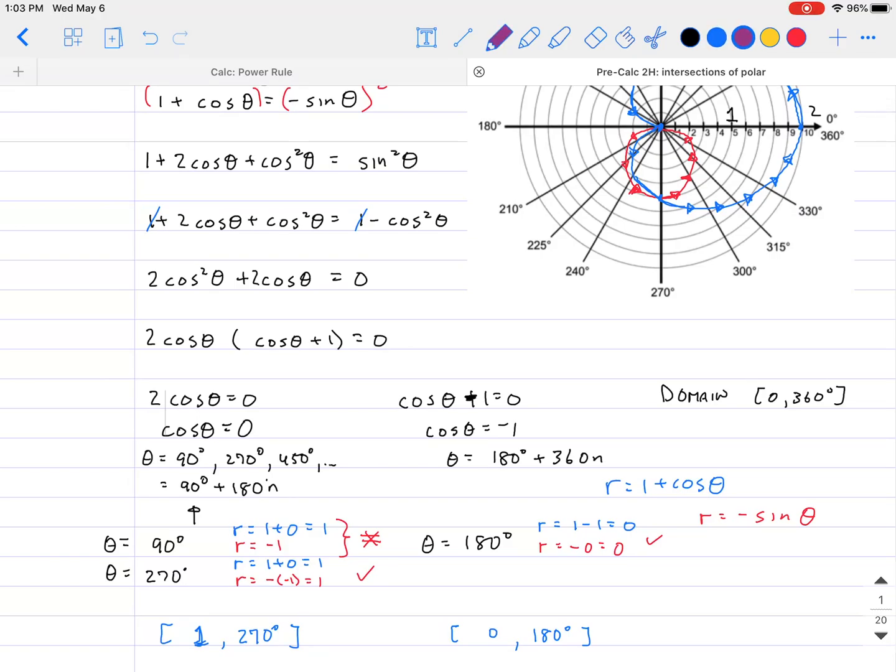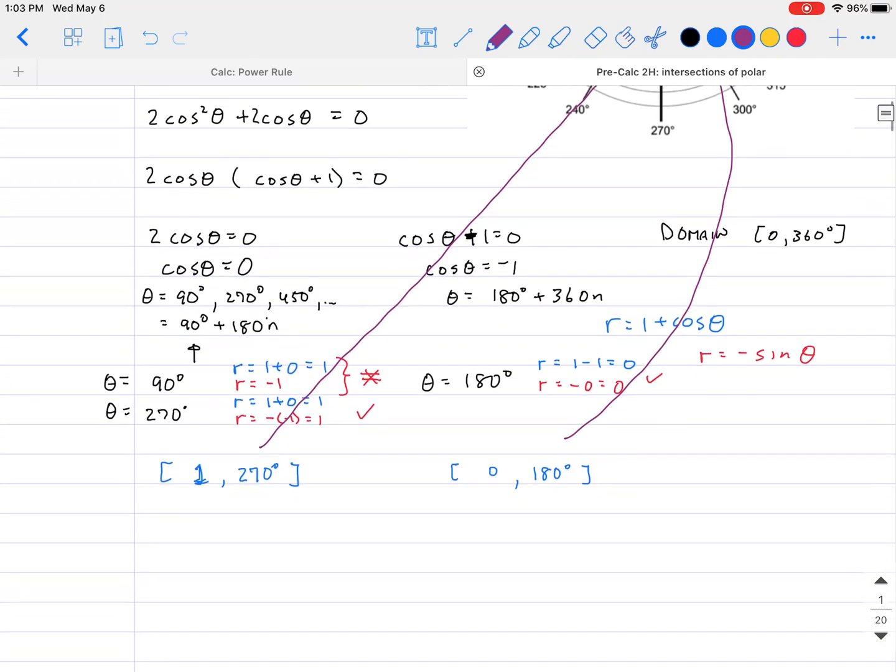So those are the 2 points that you see right here. Let me match that up. This one right here is going to be this point, and this one right here is going to be this point over here.